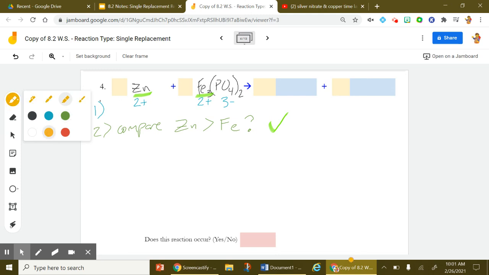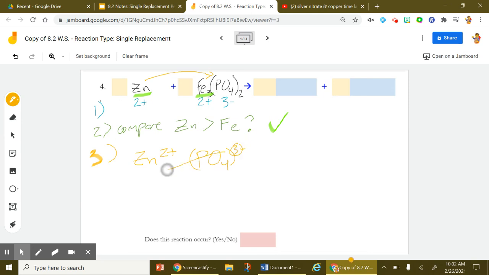And so now we have to combine zinc with the phosphate. Okay, we're going to bond. We're going to crisscross. Okay, so zinc, 2 plus, phosphate, which is PO4, 3 minus. We have got to crisscross here. Okay, and so we get Zn3(PO4)2. All right, that's one of our products here.